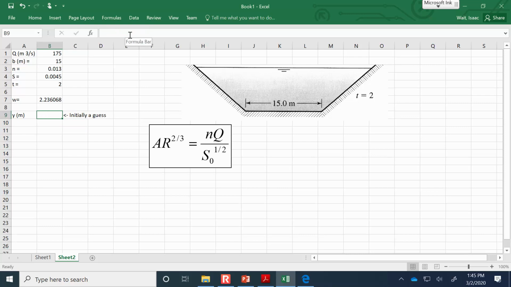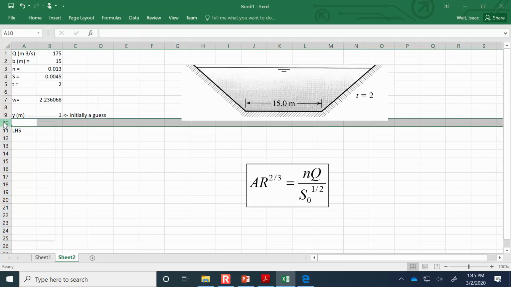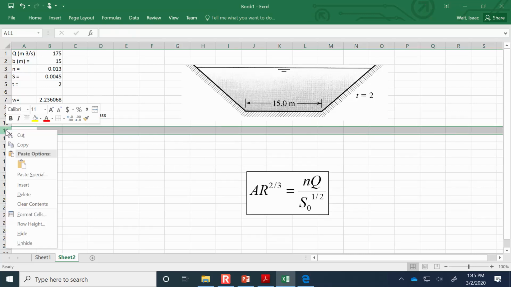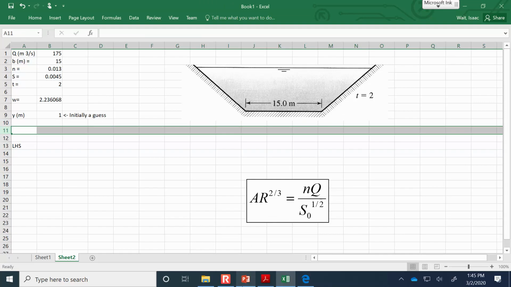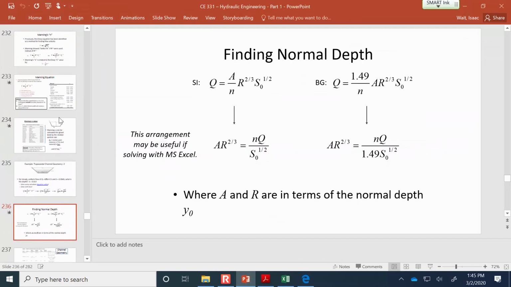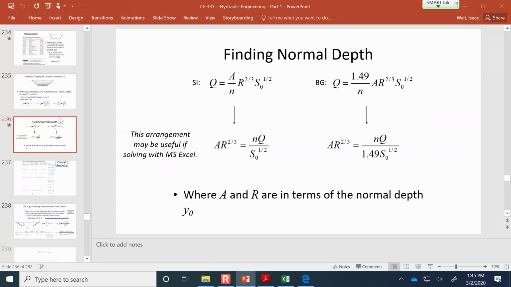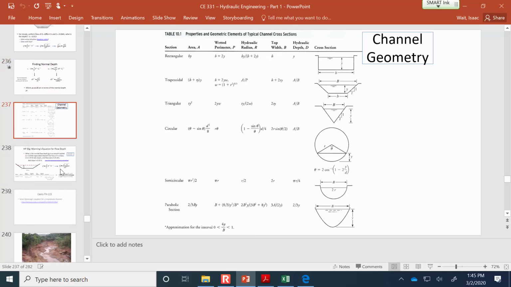Let's say maybe the flow depth needs to be 1 for that flow rate. So we're putting 175 cubic meters per second. Now, the left-hand side of the equation is going to be the area times the hydraulic radius to the 2/3 power. And so I guess what we could do is calculate the area and the hydraulic radius individually based on these parameters. So let's get the geometric parameters for the trapezoidal channel. Here it is.